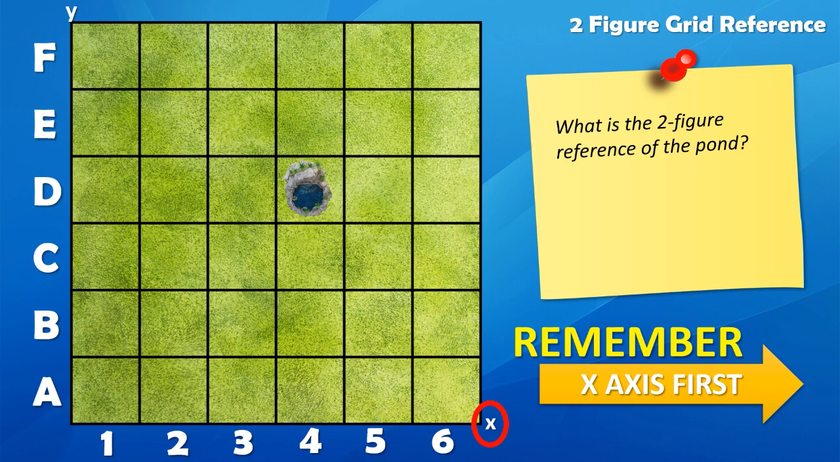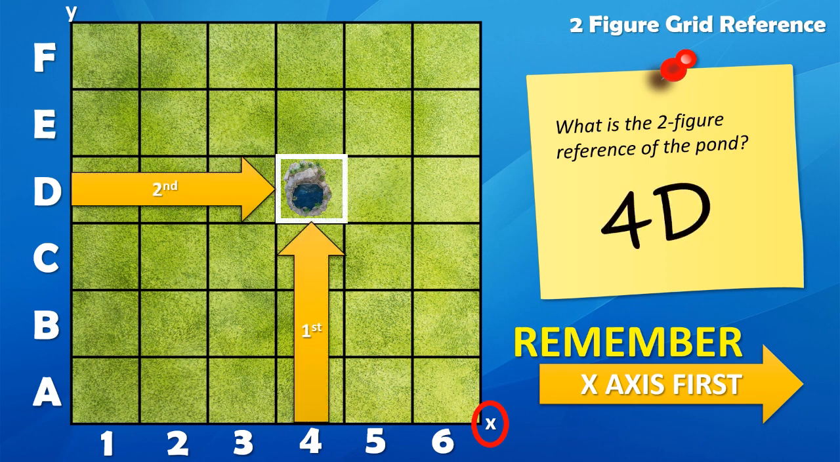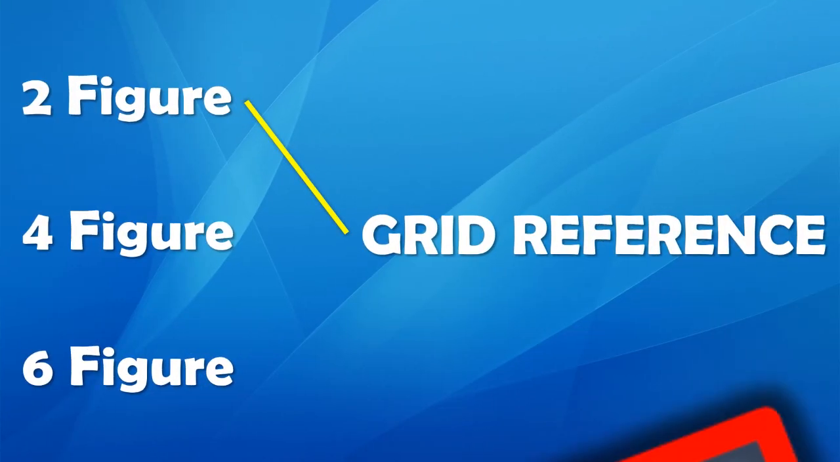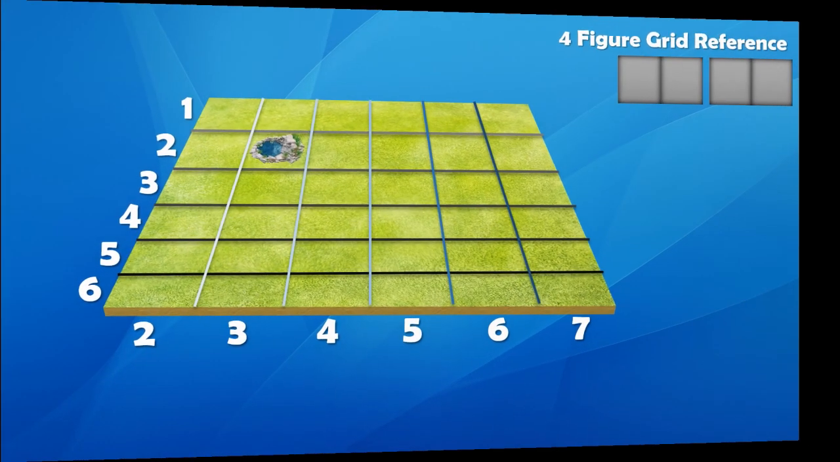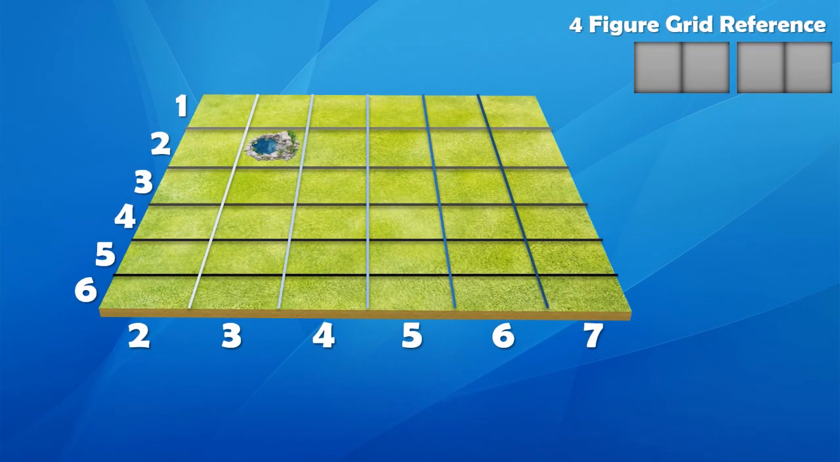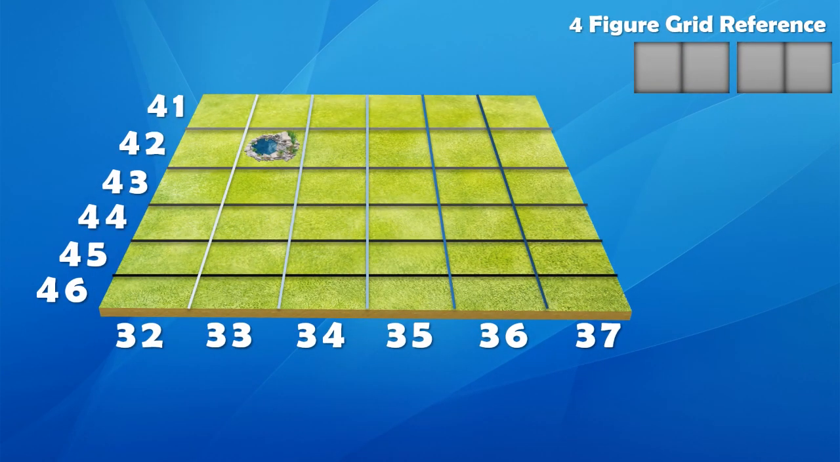Starting with the x-axis, you have 4, our first figure, then D, our second figure. And that is the 2-figure grid reference. Now let's look at the 4-figure grid reference. It's easy. It's the same as a 2-figure grid reference, only each column is now in double digits.